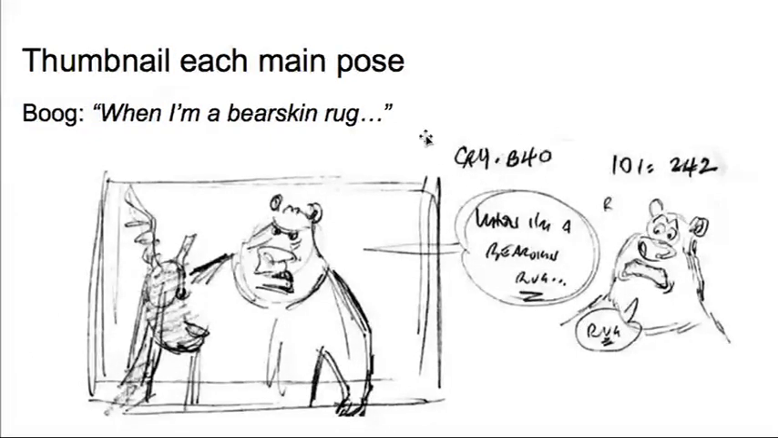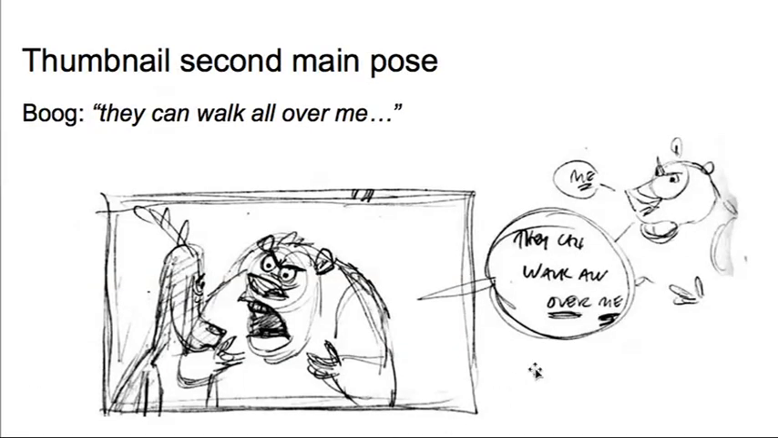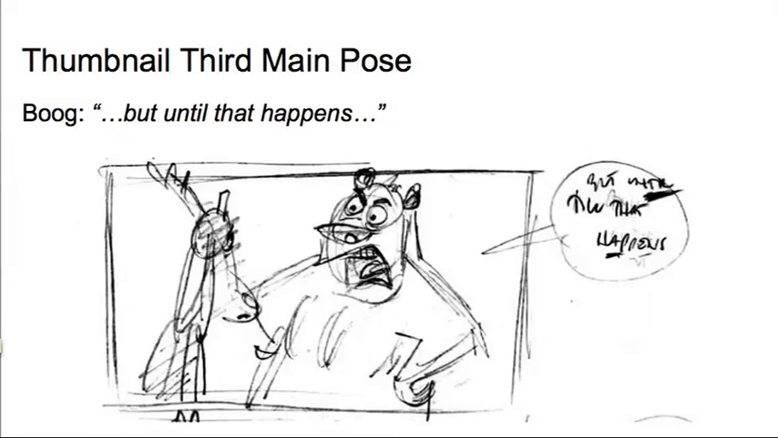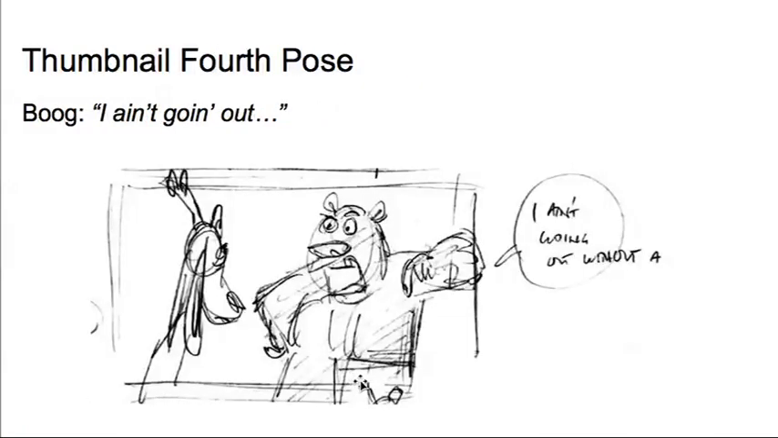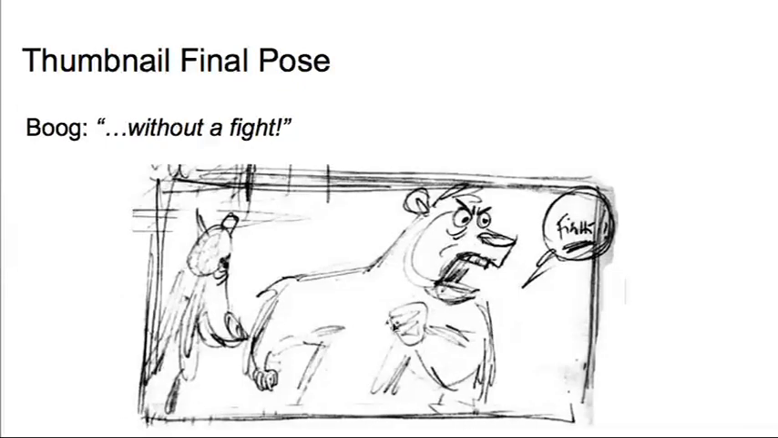That's the number of the shot, CRY, for the sequence, and B40 was the shot number. And then, they can walk all over me. Accent on me, so he's going to move in towards Elliot. They could walk all over me. But until that happens, now he's going to move away from Elliot. He's going to wiggle back a little bit. But until that happens, I'm going out. And this is an anticipation. He's going to lift up his hand there, without a fight, and make a punch as he exits the screen.